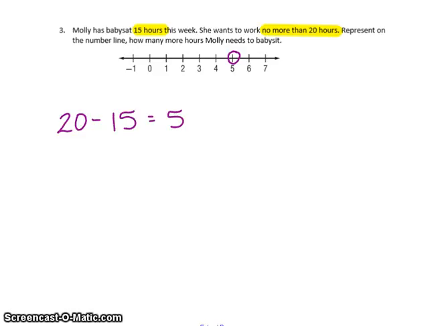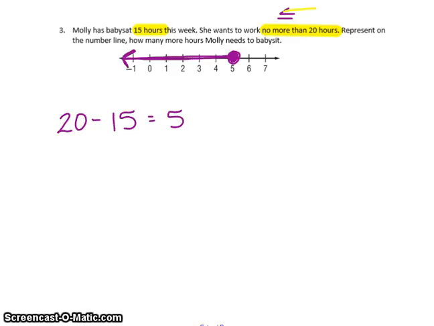Well, no more than means the maximum amount is 20, so I need a less than or equal to symbol. Well, a less than or equal to symbol tells me that I need to shade this in because anytime I have a line underneath that inequality, got to shade that circle in. And then again, if I were to make an arrow out of this, just like we showed you in class, then that tells me I need to shade my line to the left.